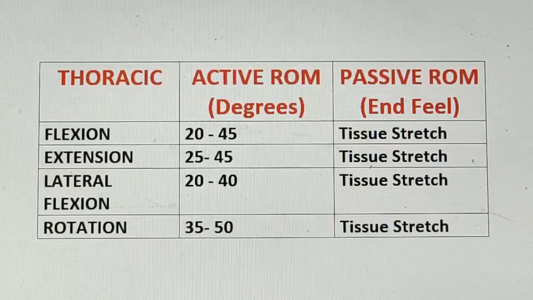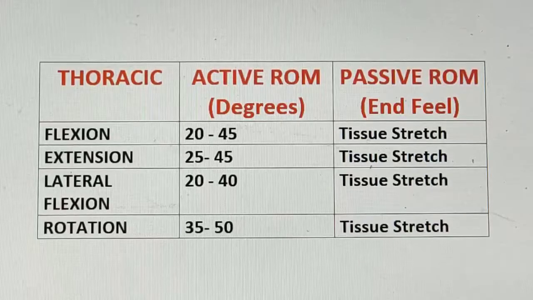Okay, and for the extension movement, the active range of motion in degrees is 25 to 45 degrees, and the passive range of motion and feel should be tissue stretch. Okay, for thoracic range of motion in lateral flexion, the active range of motion value in degrees should be 20 to 40 degrees, and the passive range of motion and feel is again tissue stretch.